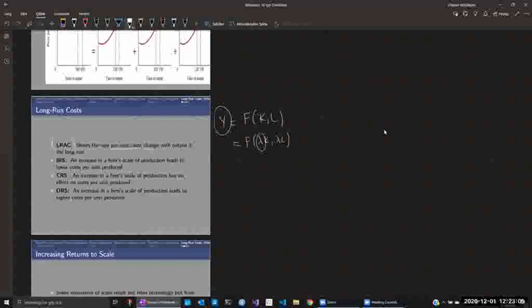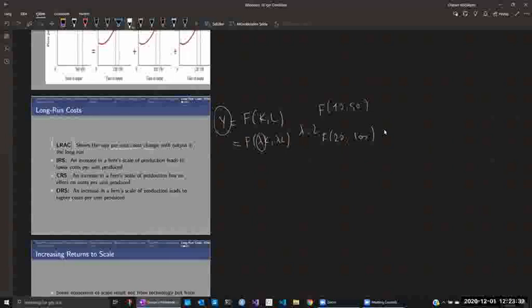So for example, if I use, let's say, 10 units of capital and 50 units of labor, and I double the scale, then I use 20 capital and 100 labor. So in this scenario, lambda is equal to 2. Then three things might happen to the long-run cost structure.